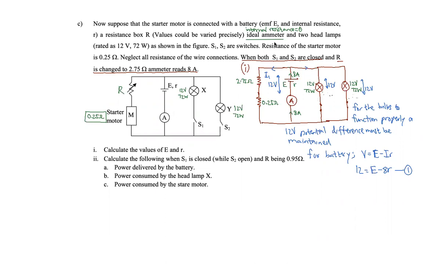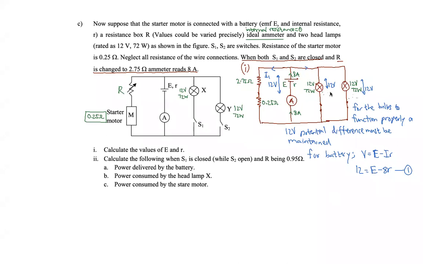You must have been given two equations, and S1 and S2 are switches. Resistance of the starter motor is 0.25. Okay, we have marked that. Think that all the resistance of the wire is connected. Both S1 and S2 are closed and R is changed to 2.75, and the ammeter reads 8 ampere. So I have the first equation here. Anything else? If not, we'll take this as an unknown then.